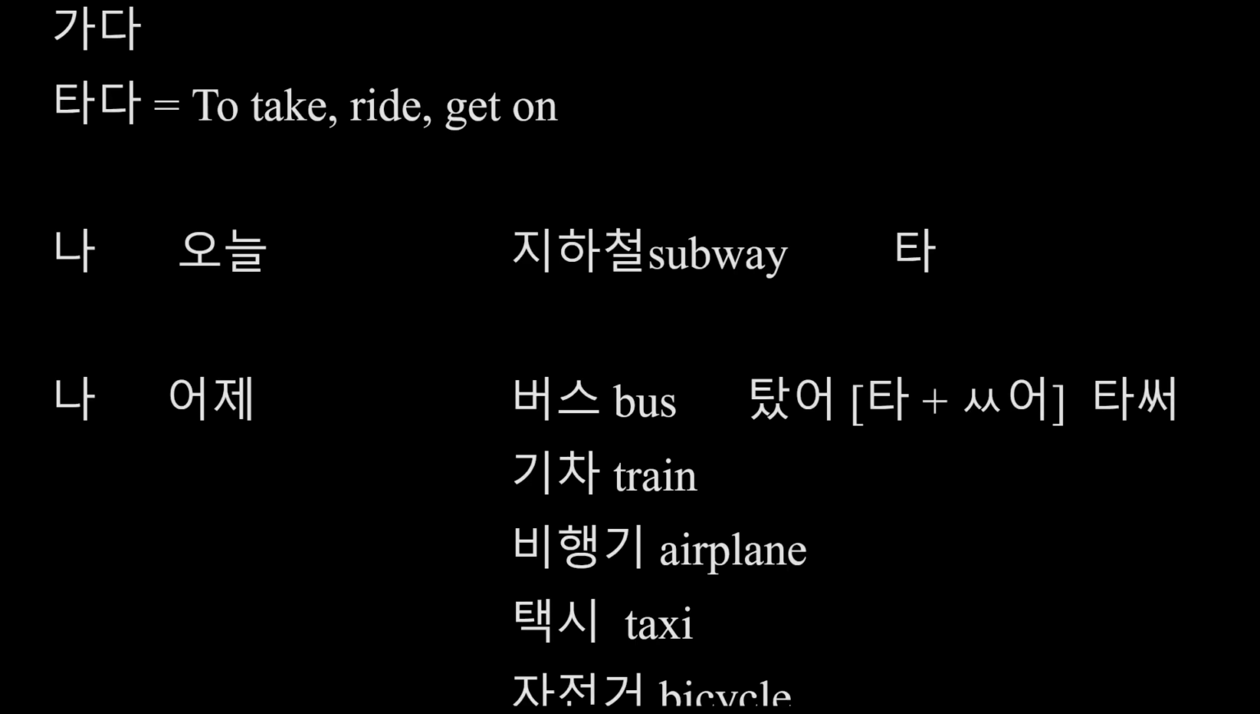So we learned the past. So to make a past, we take 타 plus 쌍시옷 어. So for 타다, it becomes 탔어. And for 가다, it becomes 갔어. Okay? 갔어, 탔어. This is the past form.